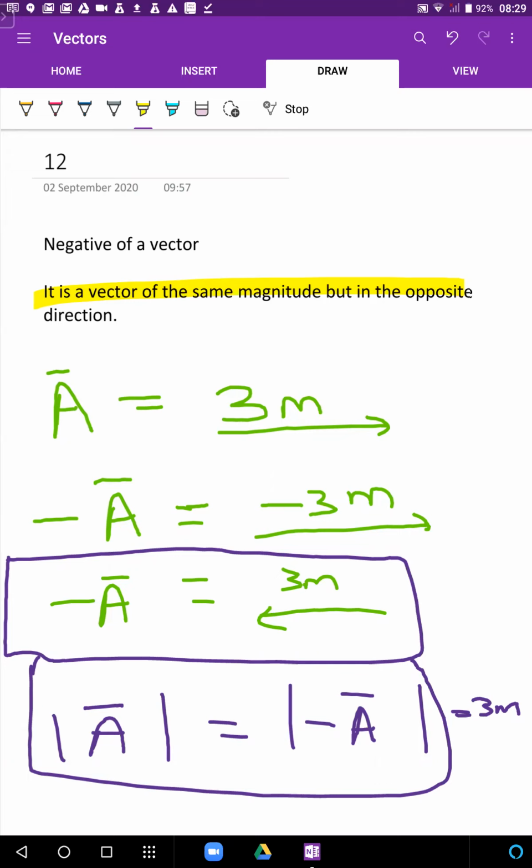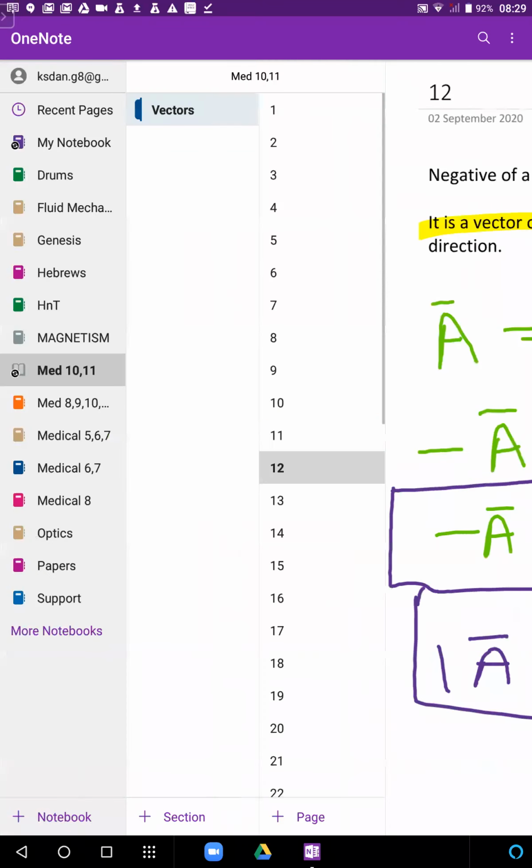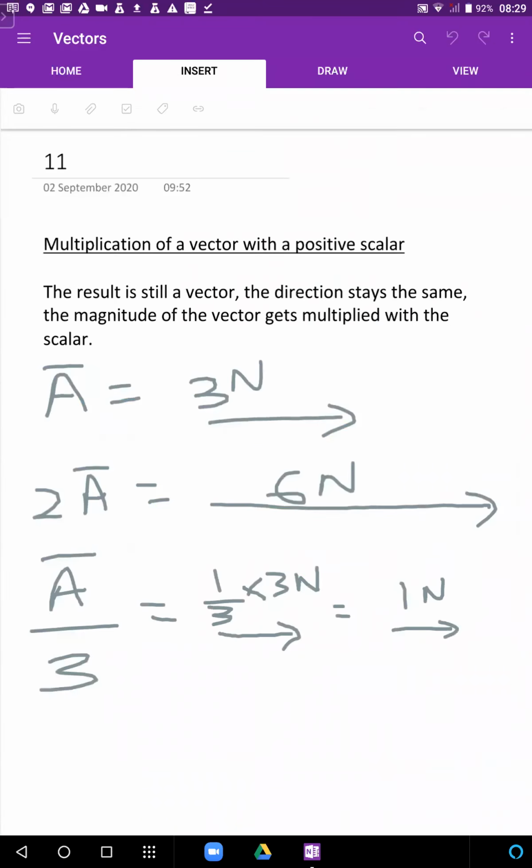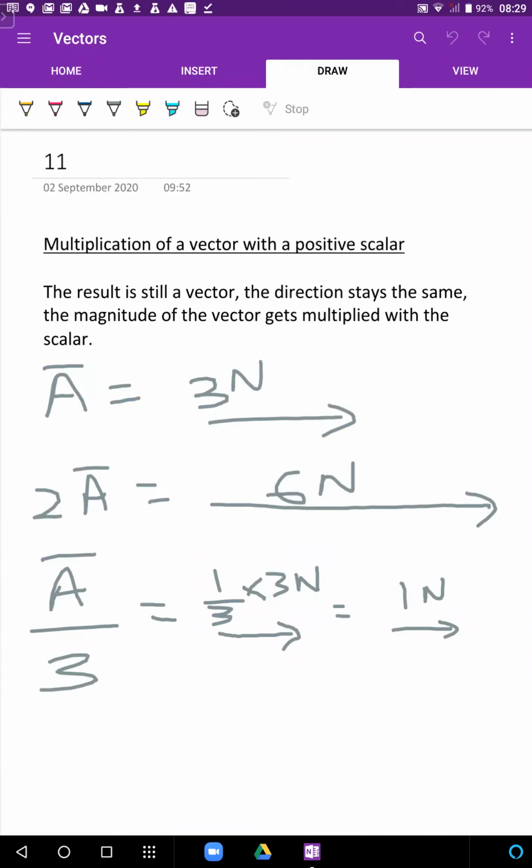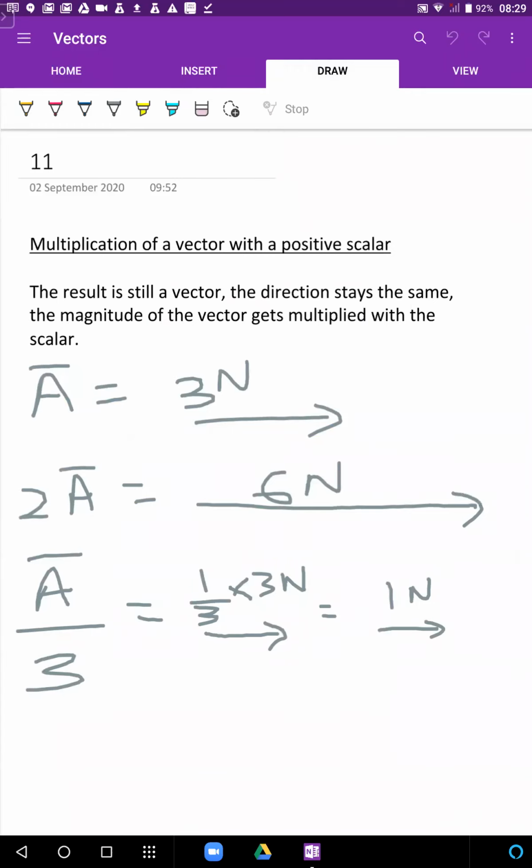So does this rule apply to division as well? If you're asking about this, then the answer is yes. That was the purpose of this last example. Here I'm dividing a vector by a scalar, and it's essentially the same rule, because division by 3 is multiplication with 1 by 3. So you can imagine it as multiplication with 1 by 3, and then 1 by 3 into magnitude gives me 1 Newton. Since it works for multiplication, it also works for division.